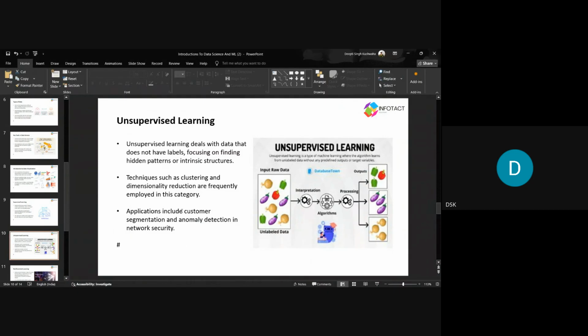As I've given the example of a shopping website, it is also used in anomaly detection in security. And the techniques used in this category include clustering and dimensionality reduction, which are frequently employed.